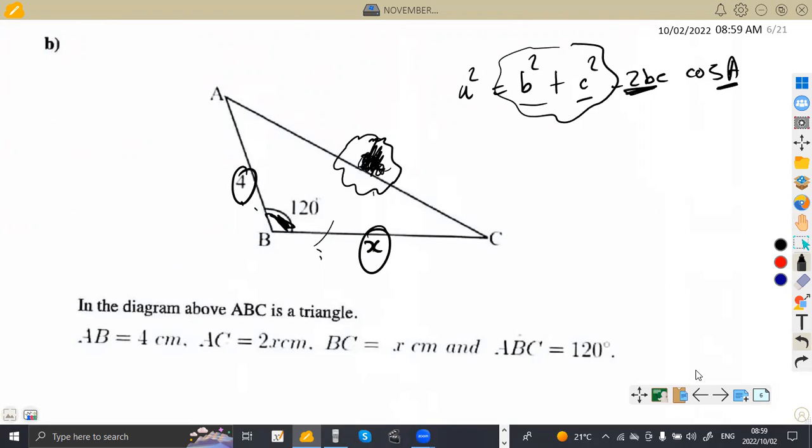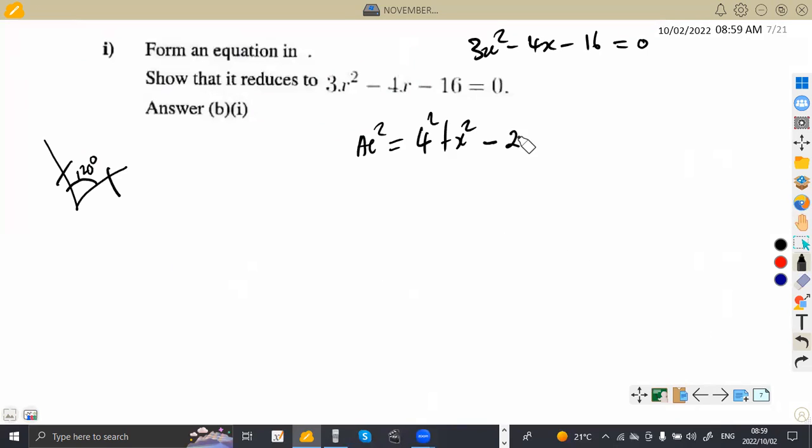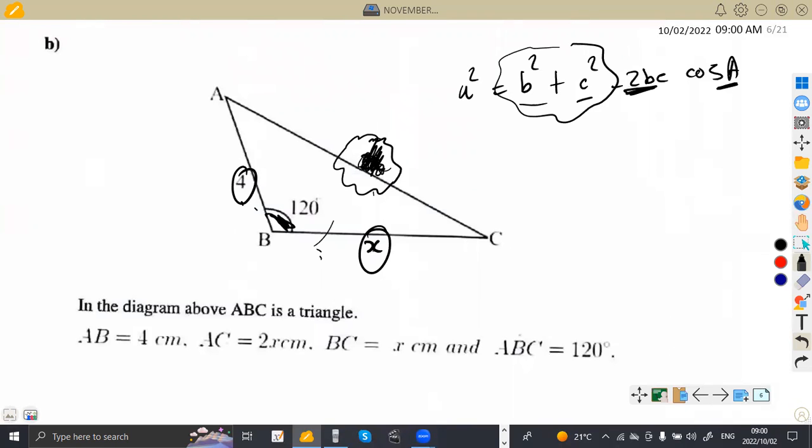So minus 2BC, those ones are just going to multiply each other the same way. So it's 4 and x, cos of 120 degrees. This is the formula that we're supposed to use to find AC if it was not there. But this time, we are not asked to find this side. It's already there. This AC is 2x. So in place of AC, we are going to substitute 2x.